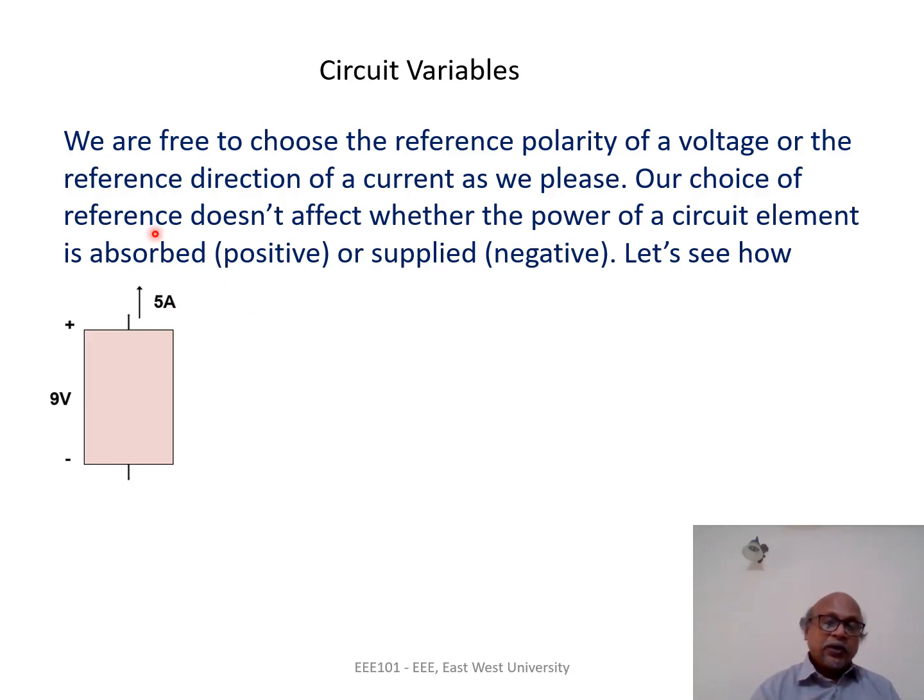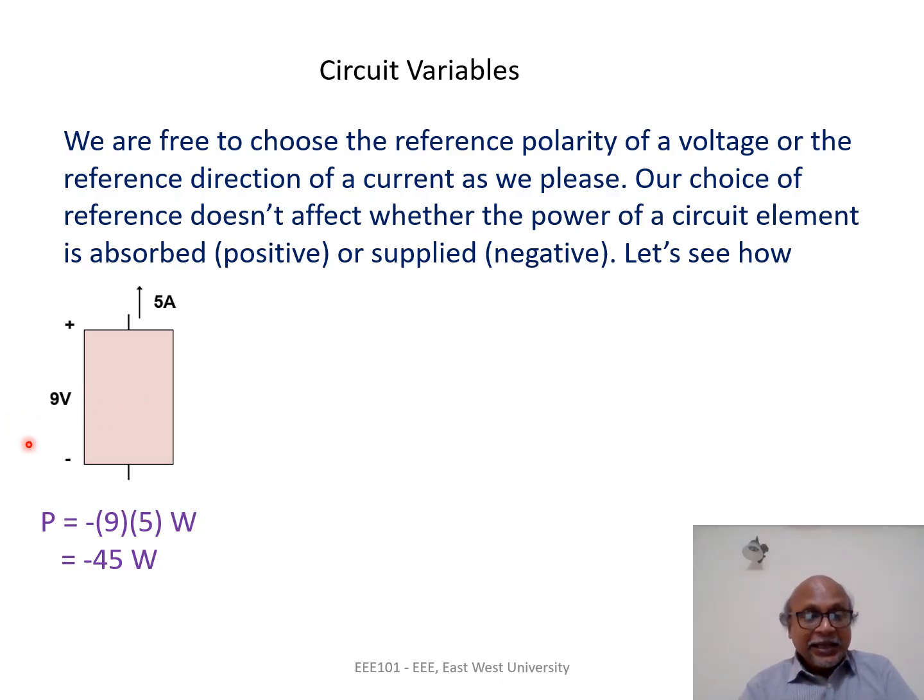So if I want to calculate the power for this circuit element, the current is leaving the circuit element through plus of the voltage. So passive sign convention is not satisfied here. We will use P equal to minus VI. Okay, so minus, the voltage is 9 volts, the current is 5 ampere, the power is minus 45 watts. This minus 45 watts tells us that this circuit element is supplying 45 watts.